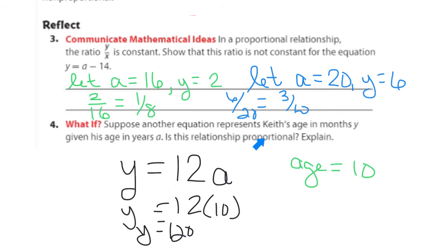So this would be proportional because there's nothing to be added on to the end. Nothing added, nothing subtracted. So this equation would be proportional.